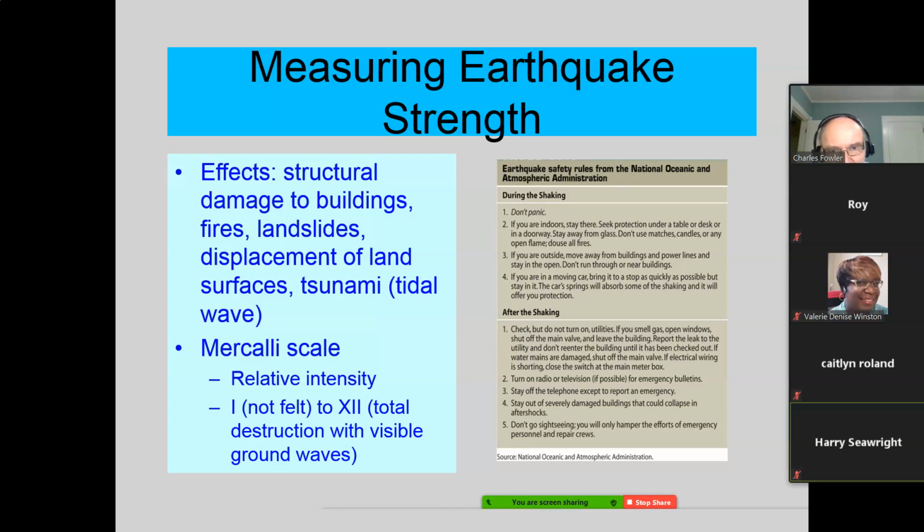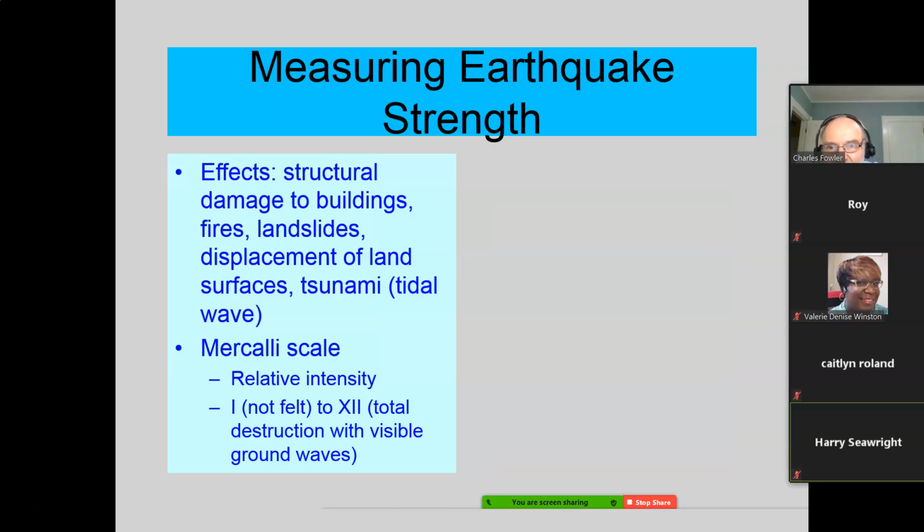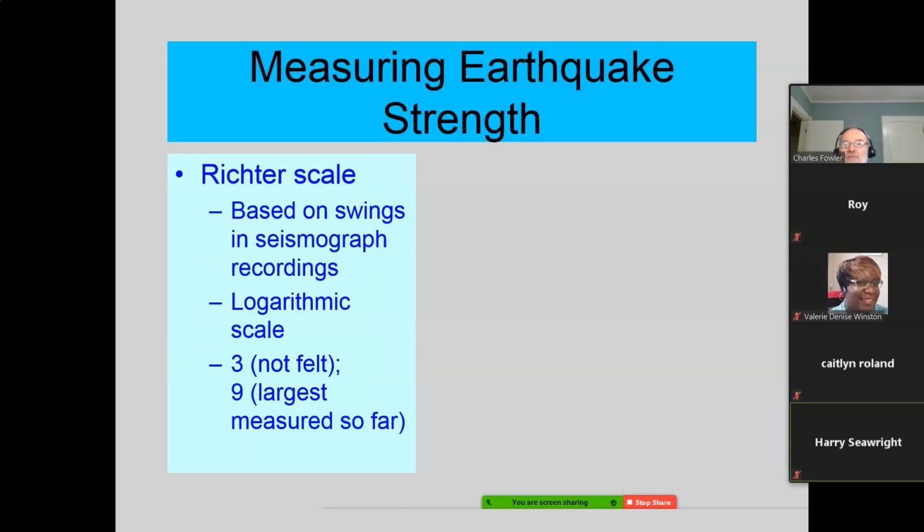Okay, so there's the Mercalli scale and what to do. This is sort of mixing at a bad place, but I guess they had to put it somewhere. Let's go to the current scale. This is called the Richter scale.